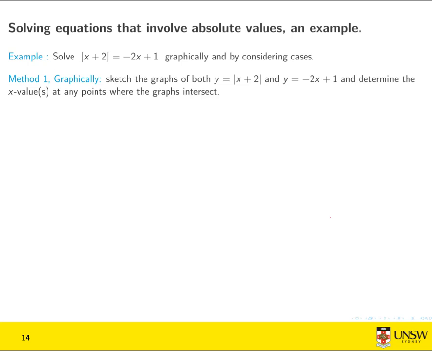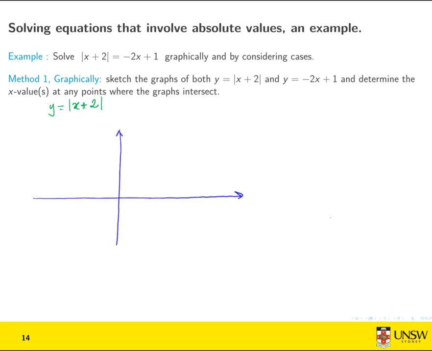So let's sketch these two graphs and find the points of intersection. Let's do y is equal to absolute value of x plus 2 first. This one is obtained from the graph of y equal absolute value of x by just shifting to the left. So let's place this on a number plane.